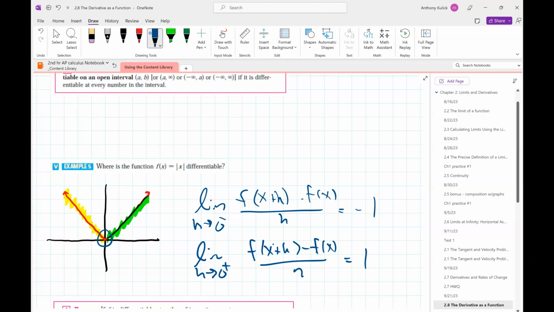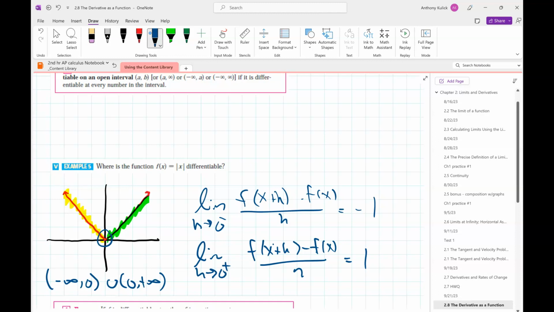So notice, this is really interesting. f of x equals the absolute value of x is continuous over all real numbers, but not differentiable over all real numbers. It's only differentiable from negative infinity to 0, and then 0 to positive infinity, not differentiable at 0. So somehow continuity does not imply differentiability, right?